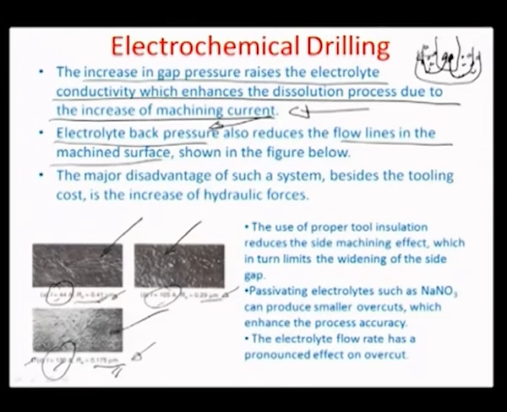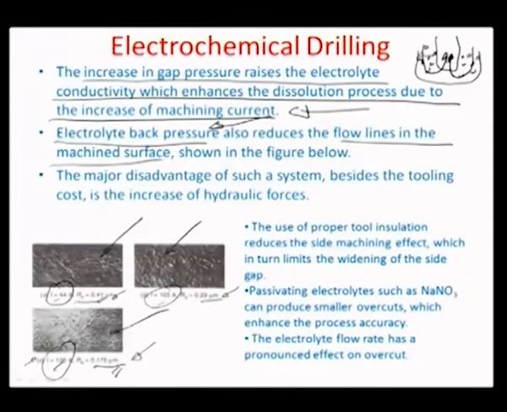And again, a major disadvantage of such a system is that, besides the tooling cost, the overall system dynamics, if the hydraulic forces are more, would go up. So the cost of designing an electrochemical system which can handle increased hydraulic forces and increased pressures would be very high. Remember that rigidity aspect of the tool holder, etc., which we discussed while designing the electrochemical machining process.